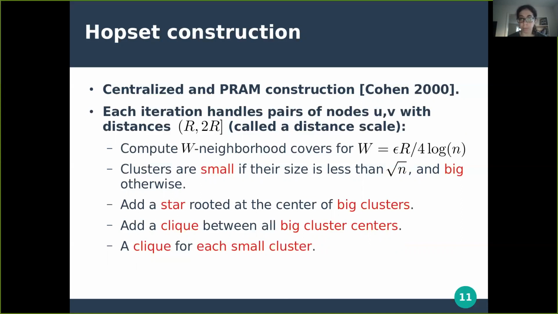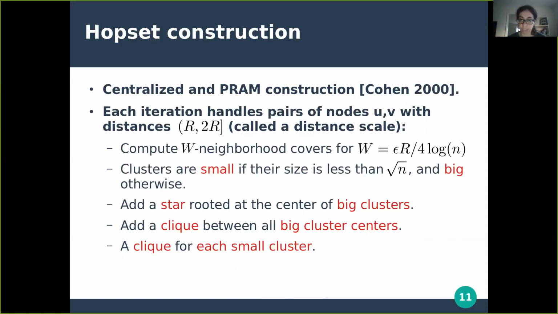First, we compute W neighborhood covers by setting W to be epsilon R over log N, roughly. So note that here, for approximating paths of length roughly R, we are preserving balls of radius roughly R over log N. So there's this log N factor difference here. Then we will consider two cases. We'll consider clusters that are small, which are clusters that have size at most square root n, and otherwise we call a cluster big.